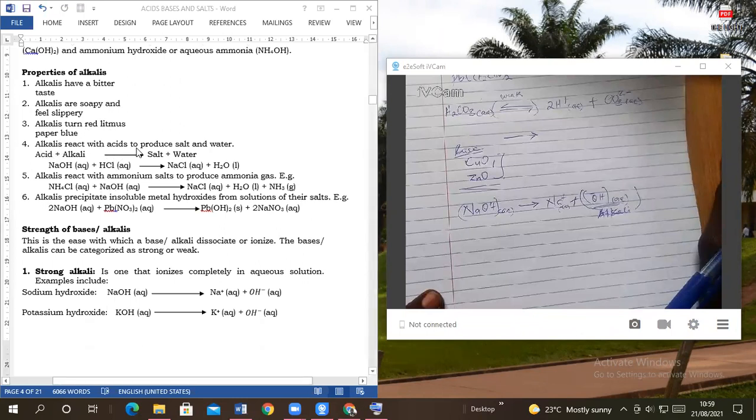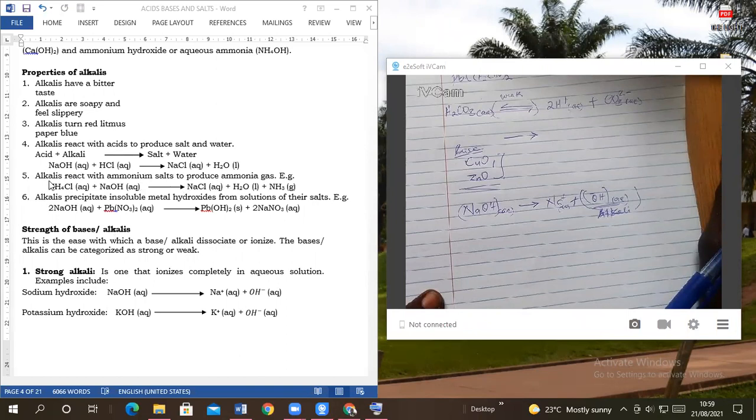Alkalis react with acids to produce salt and water. So acid plus alkali, you produce salt and water. Sodium hydroxide is an example of an alkali. If it reacts with the acid, here we form this.